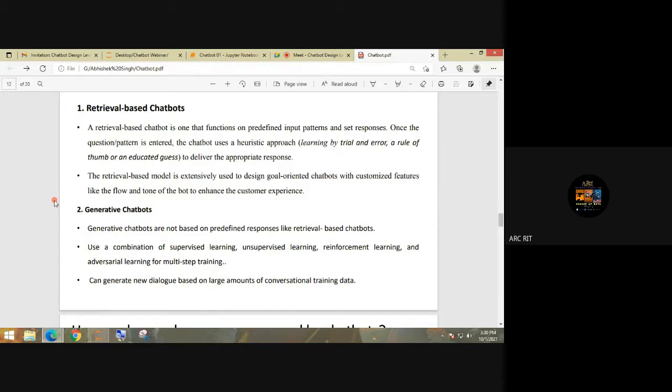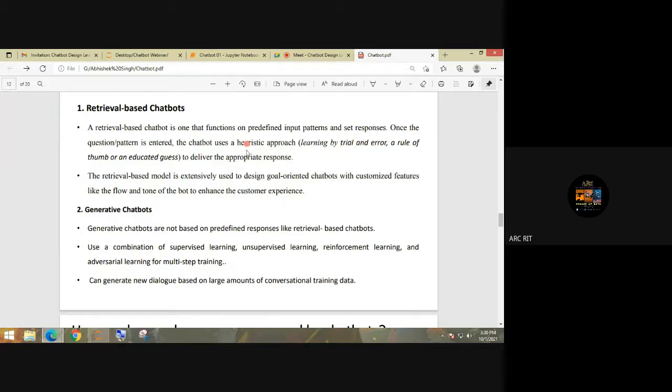So these chatbots have been fed with specific questions and their responses as well. The responses can be more than one. Suppose I am writing hello, then there can be a response of hello, hi, good morning, how are you, vanakkam, anything. And the chatbot will select one, either hi or hello or vanakkam, and will respond. So it will learn by trial and error.